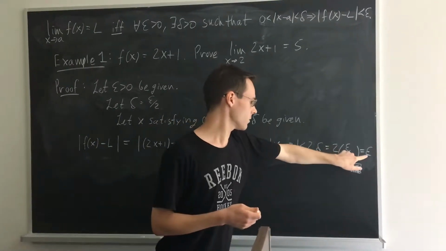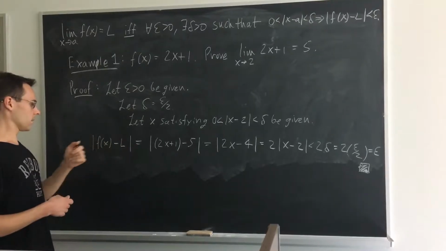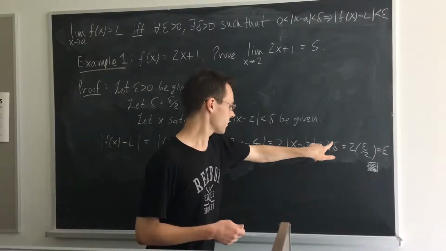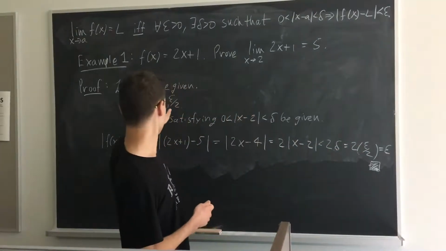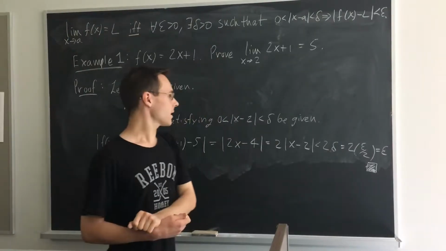2 times epsilon over 2 is in fact epsilon. So we have our proof in one nice long line. F of x minus L, algebra, algebra, algebra, use the given information, use the delta, okay, less than epsilon at the end. And that's the end of the proof.